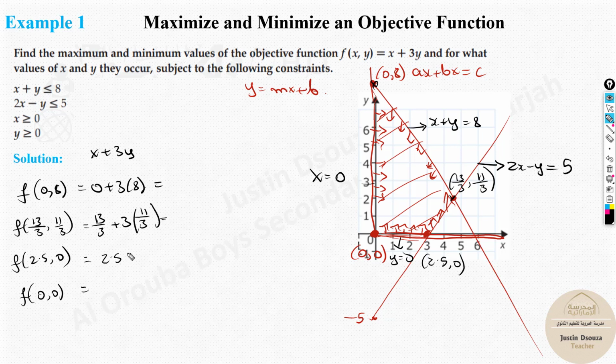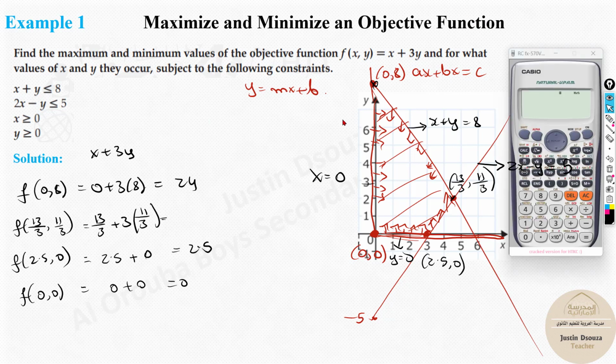Again 2.5 plus 3 times 0 would be 0. So I'll not write 3 times 0. It's basically 0. And over here we have 0 plus 0. It's 0. Over here it's 2.5. And over here we have 8 times 3. That will be 24. And now this we can just put in the calculator and solve.